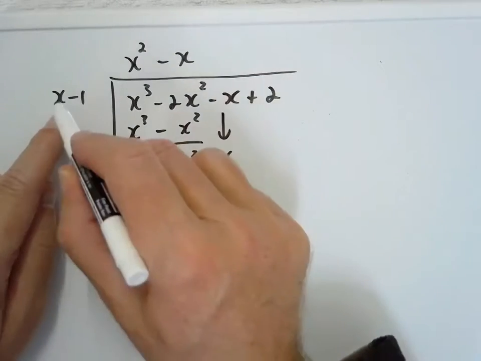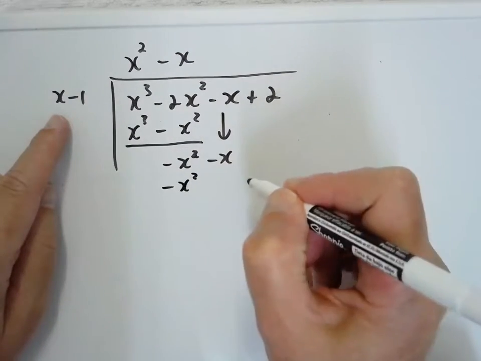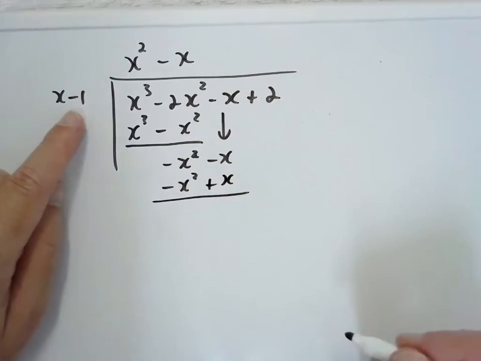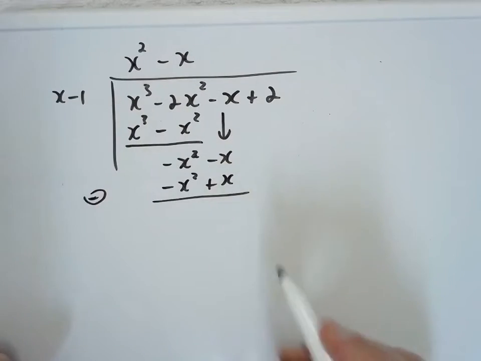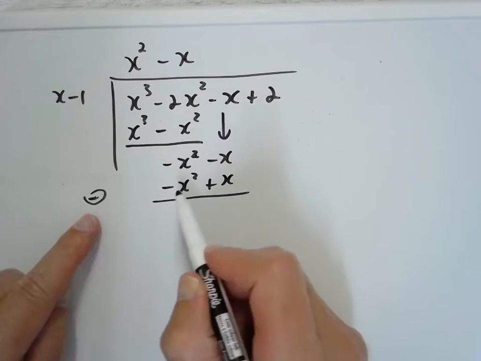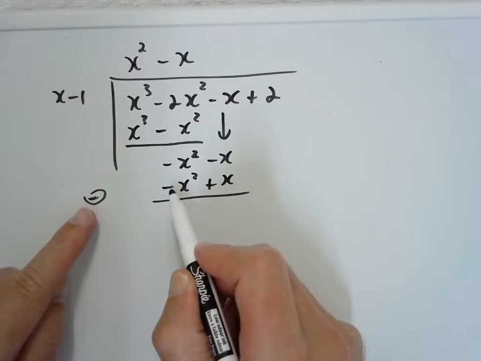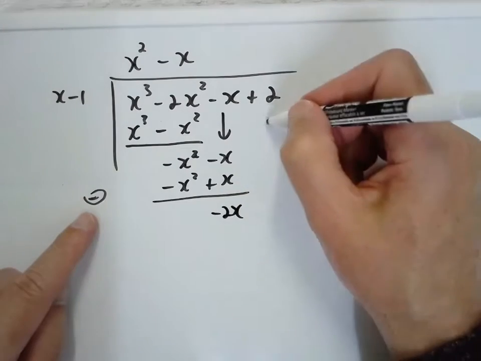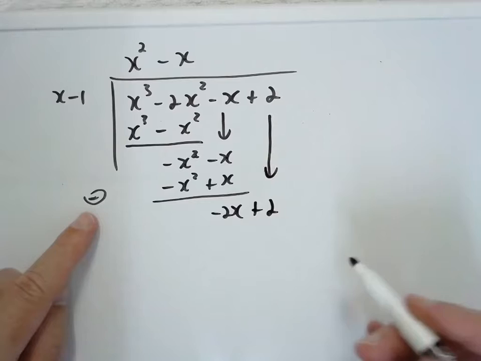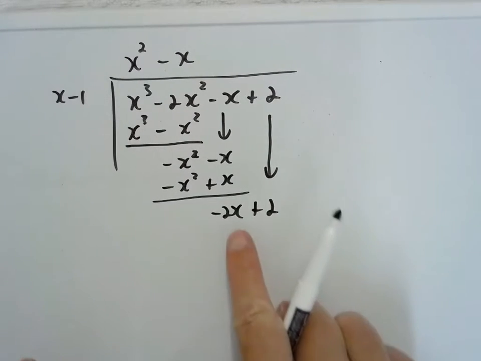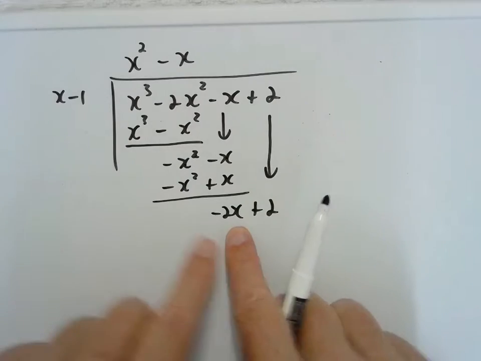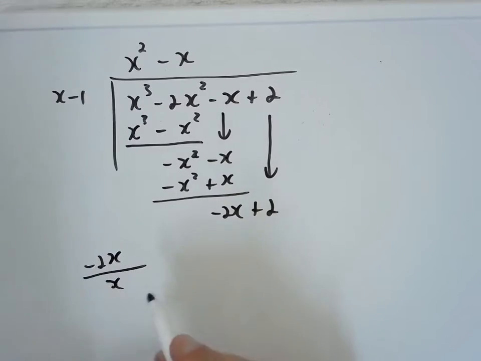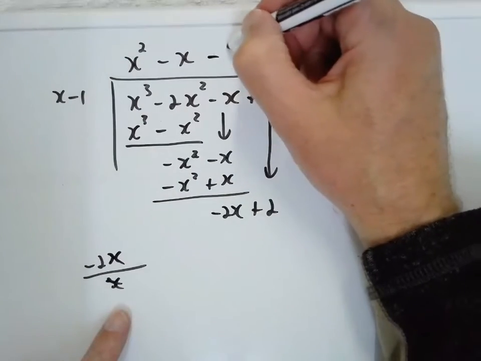Negative x times x is negative x squared. Negative x multiplied by negative 1, positive x, and then we're going to subtract. We are going to subtract minus x squared minus x squared. So that's gone, isn't it? Minus x minus x, minus 2x. Bring down a plus 2. Next one, division. How many times does x go into minus 2? So again, I'm thinking minus 2x divided by x. And you can see there that it goes minus 2 times.